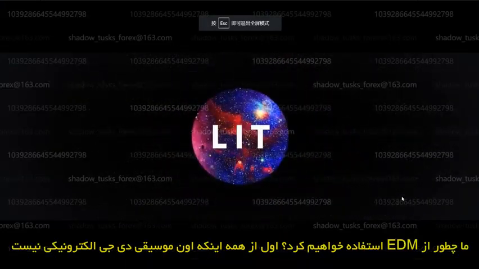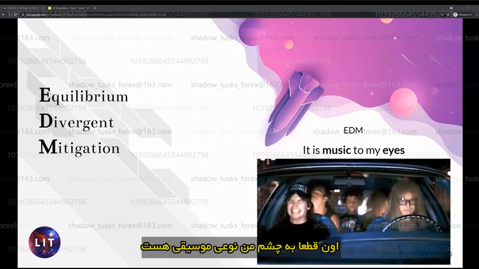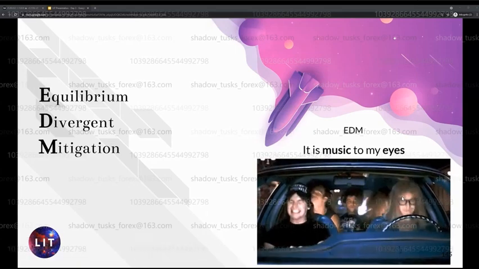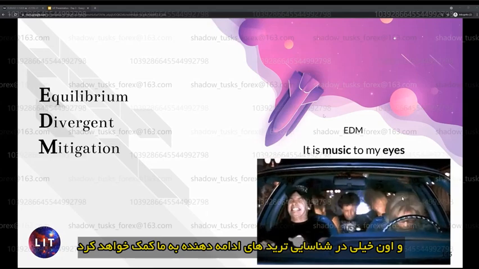How we will use the EDM. First of all, it's not electronic DJ music, right? It's definitely just music to my eyes. And that will help us big time with identifying continuation trades.